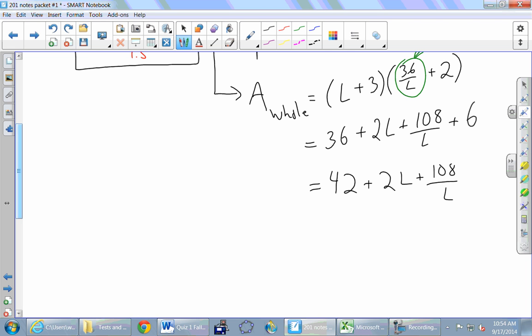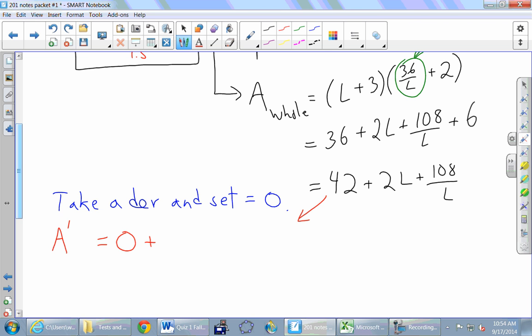Okay, now it's in good shape for us to take a derivative and set it equal to 0. Okay, using good notation here, A and then a little apostrophe will represent our derivative, A prime, just like F prime. All right, now using our shortcuts, what's the derivative of 42? 0. Derivative of any constant is 0. You don't need to write it, but I'll put it so it's there, 0 plus.